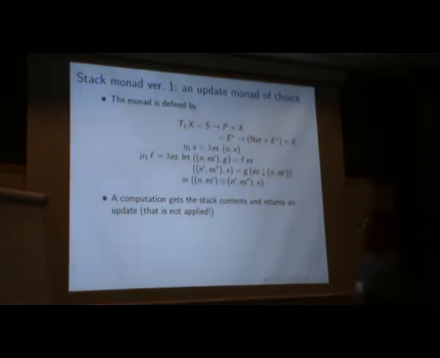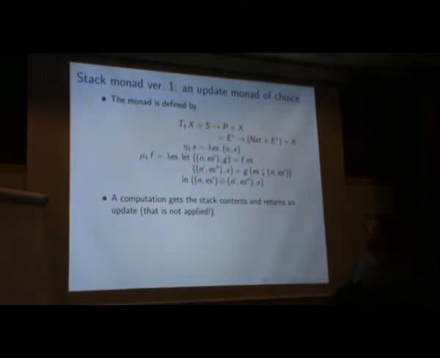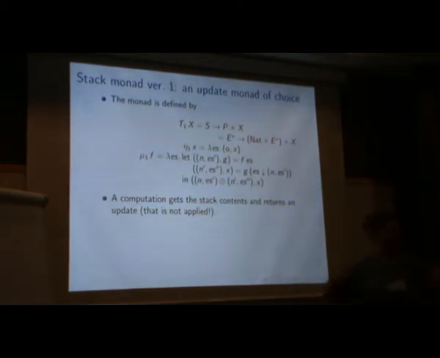A computation here, what it does, it gets the stack contents and returns an update. So you see what you've done to the stack, but actually the update is not applied. Unless you compose two computations, which corresponds to applying the multiplication of the monad, in which case, you've started from a state, you produced an update, now you have to continue from some intermediate state and produce a new update, but from where do you get the intermediate state? You have to apply the first update.